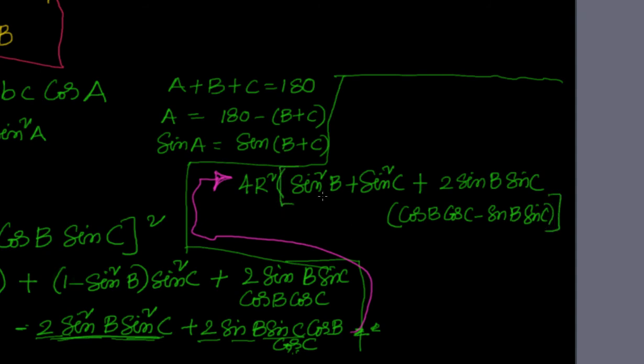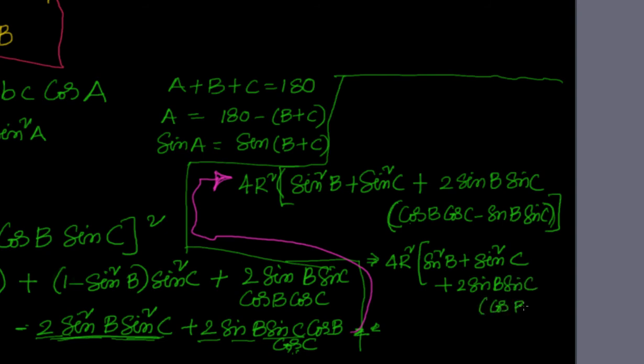4R square into sin square B plus sin square C plus 2 sin B sin C into cos B cos C minus sin B sin C, this is nothing but cos A cos B minus sin A sin B. So this becomes 4R square into sin square B plus sin square C plus 2 sin B sin C into cos of B plus C. Are you okay with that? Because cos B cos C minus sin B sin C is nothing but cos of B plus C.